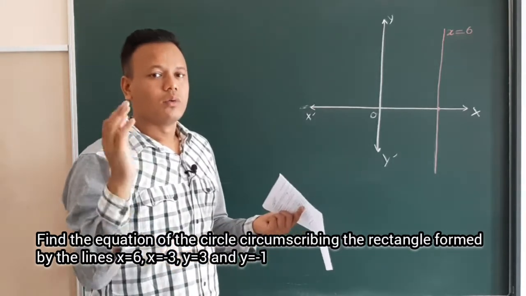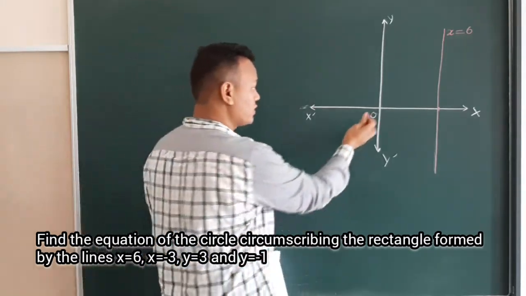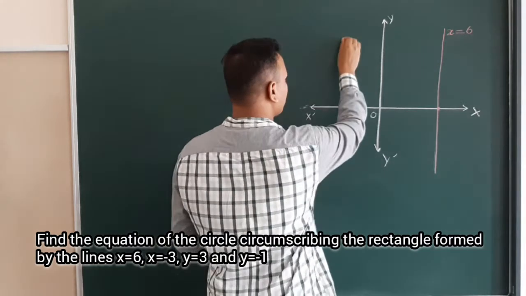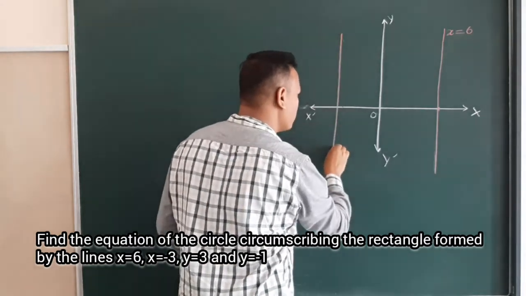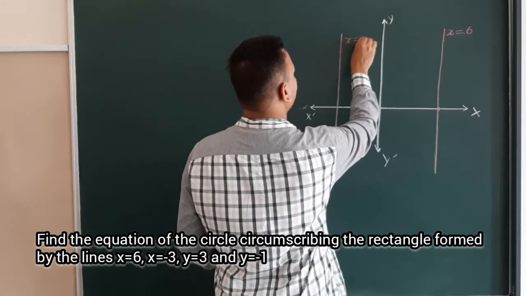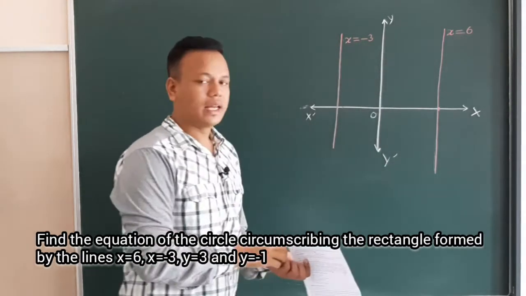Again parallel to the y-axis, but since this is minus 3, x equals minus 3 will be somewhere out here. So this will be my x equals minus 3. Alright, so I have drawn two lines out here.